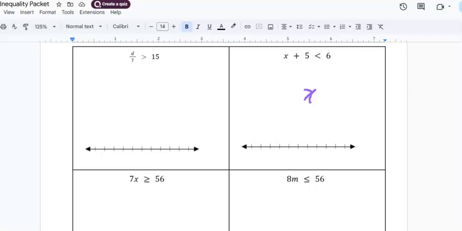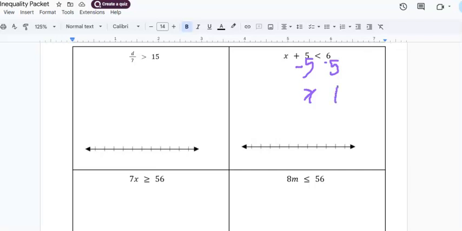If I'm looking at this problem here, it says a number plus 5 is less than 6. So I'm thinking of all the numbers I could add to 5 and still be less than 6. To find that, I'm going to subtract 5 from both sides. I'd use the opposite operation to solve. Subtract 5 from both sides very slowly. All right, good. Then I get 1.